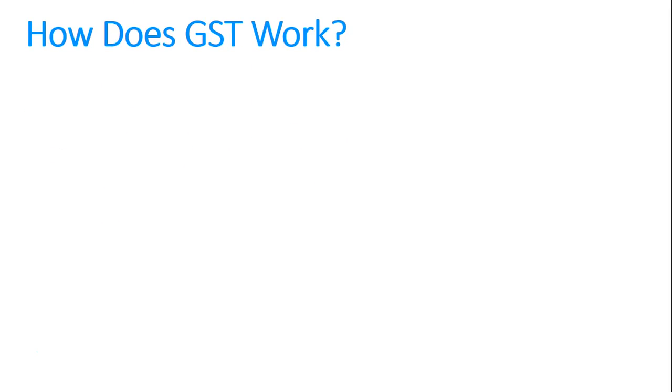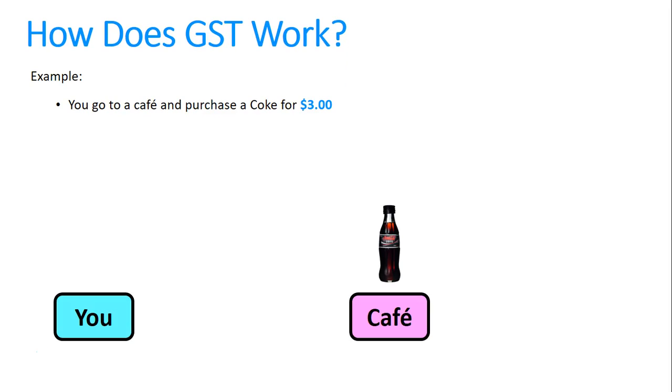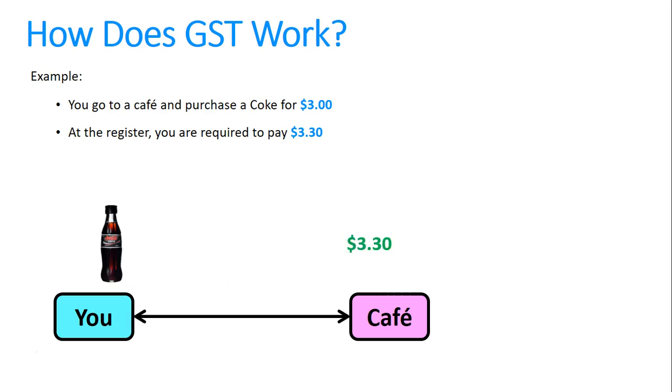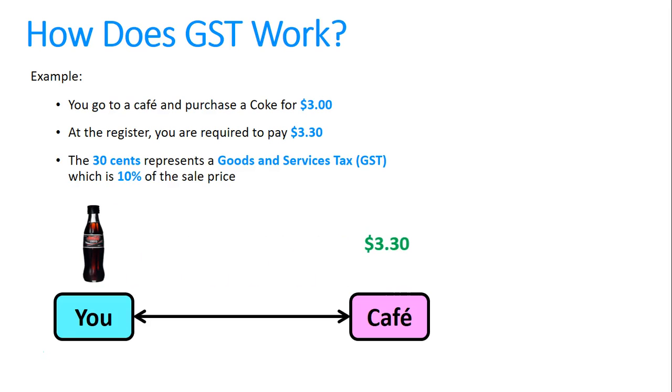How does GST even work? Well, if you go to a shop or a cafe and buy a Coke for $3, at the register you don't pay $3, you pay $3.30. And the reason why is, when you do that swap, the 30 cents represents the goods and services tax, or GST, which is 10% of the sale price for most goods and services in the Australian economy.